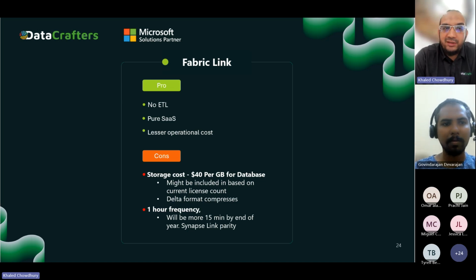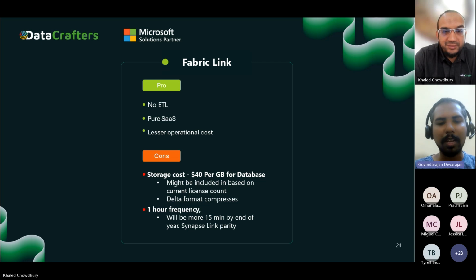So again, you are trading convenience from that perspective. There's one difference right now we have in Fabric Link, which is essentially the data is updated every hour. It has an hour latency. However, by the end of the year, Microsoft is taking that to parity with 15 minutes data updates on the Parquet side. Govind, any thoughts?